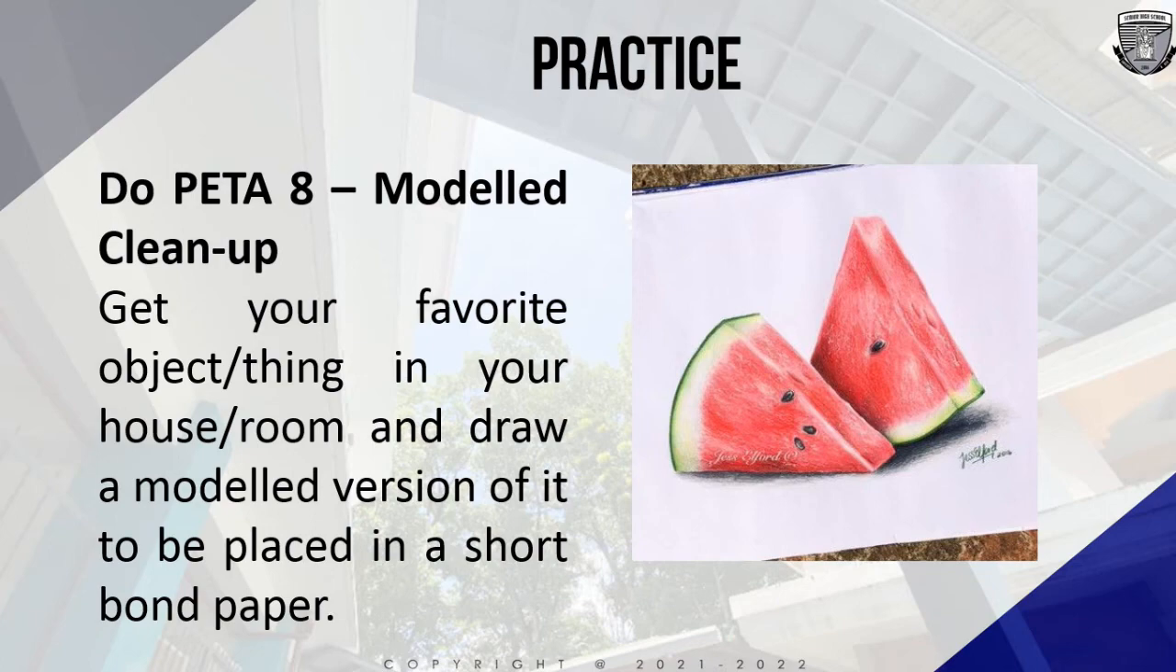So for our practice, we will do PETA 8, in which you will make a model cleanup. What you're going to do now is to get your favorite object or thing in your house or room, and you need to draw a model version of it to be placed on a short bond paper. You also need to place color on your model cleanup. This is an example of it. One of my favorite fruits is the watermelon. You need to create a draft and a cleanup version of that particular model sheet.